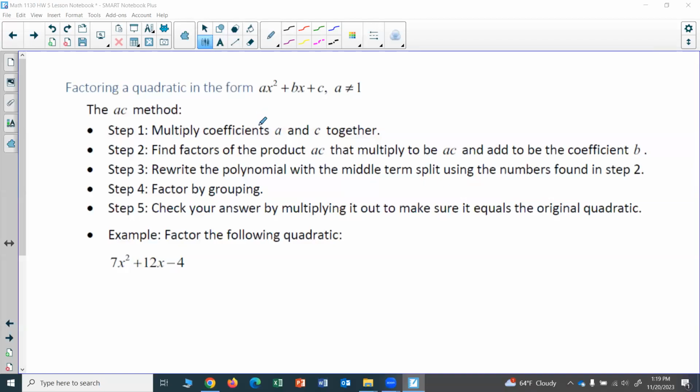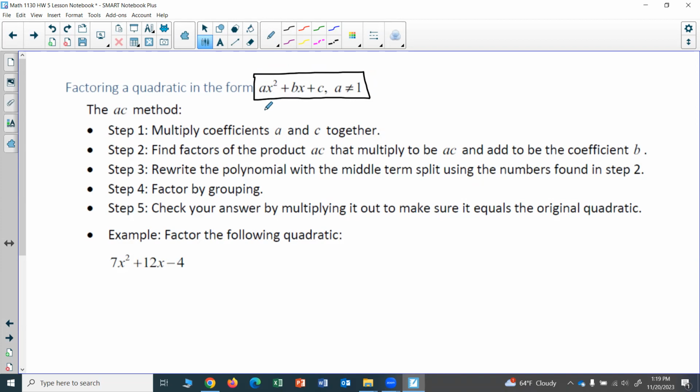In this video, we'll look at factoring a quadratic in the form ax squared plus bx plus c, where a is not equal to 1. So in other words, the leading term has a coefficient other than 1.